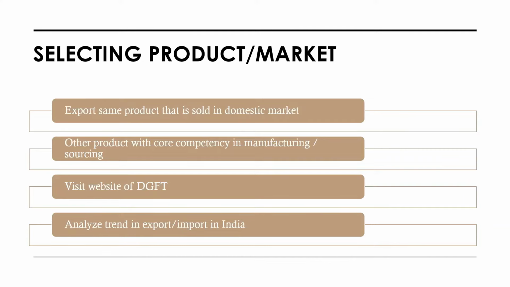One can either export the same product which is being sold in the domestic market, or can set up a manufacturing facility for a product in which there is a core competency, or can trade in goods for which there is a good connection with reliable suppliers. While selecting a market or a product for export, there should be knowledge of trade and export policy guidelines for export and import in India. For this, one can visit the website of DGFT to obtain necessary information.